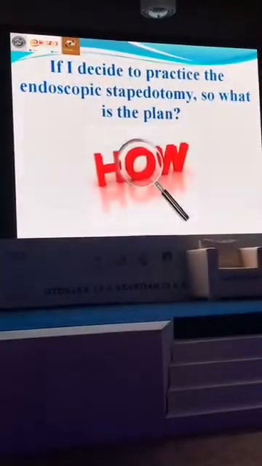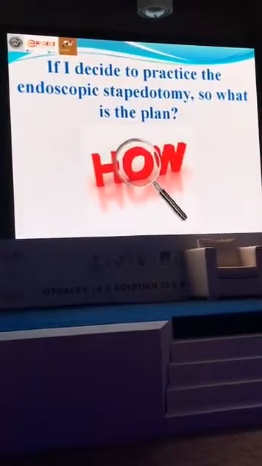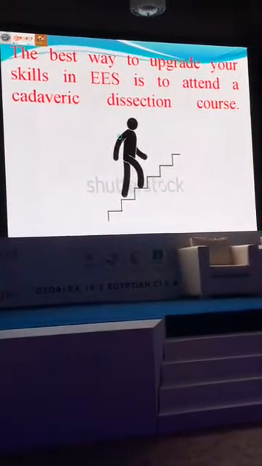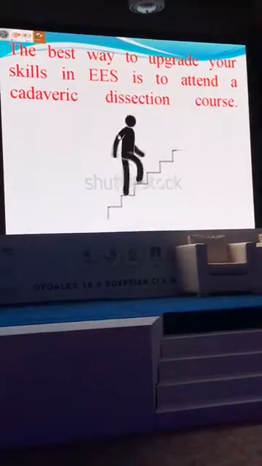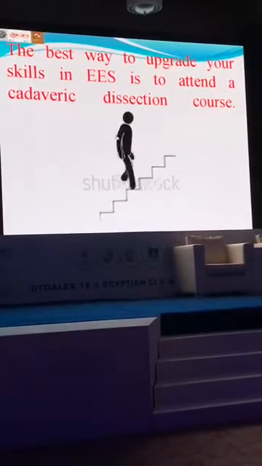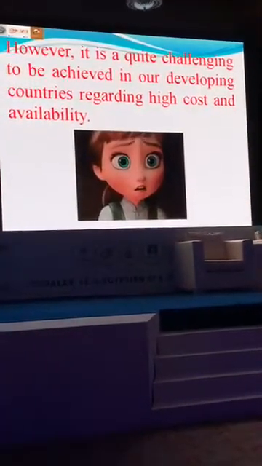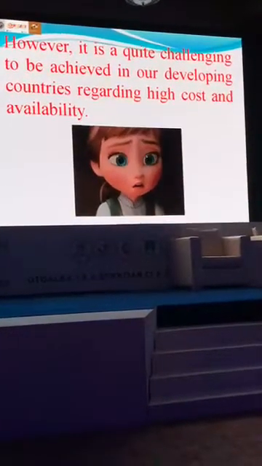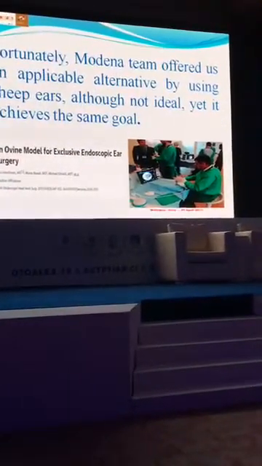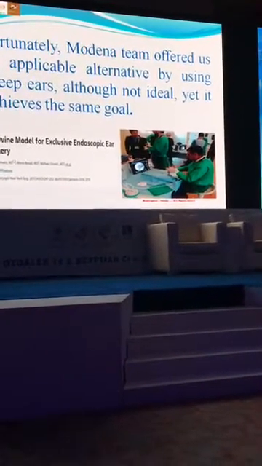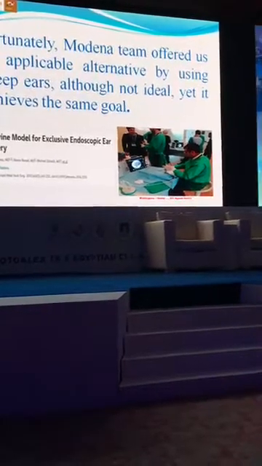Now, if I decide to practice endoscopic stapedotomy, what is the plan? And this is the second question: how? The best way to upgrade your skills in endoscopic ear surgery is to attend a cadaveric dissection course, and this is a fact. However, it's quite challenging to achieve in our developing countries regarding the high cost and availability. Fortunately, the Modena team offered us an applicable alternative by using cheap ears. Although not ideal, it achieves the same goal.